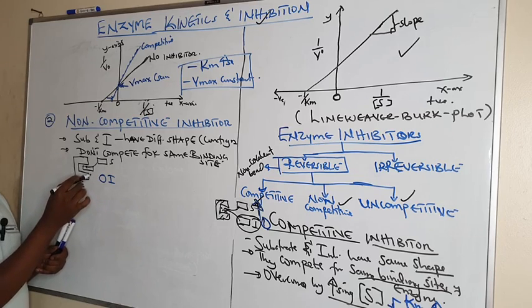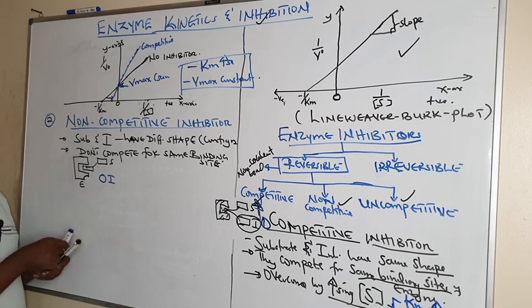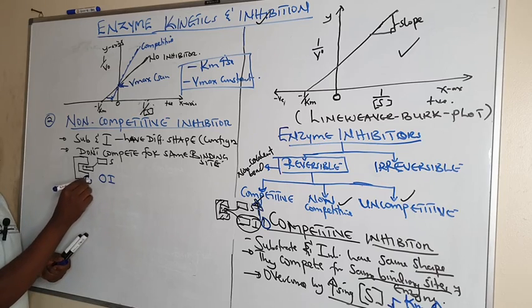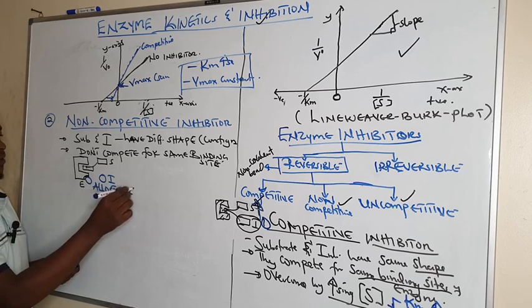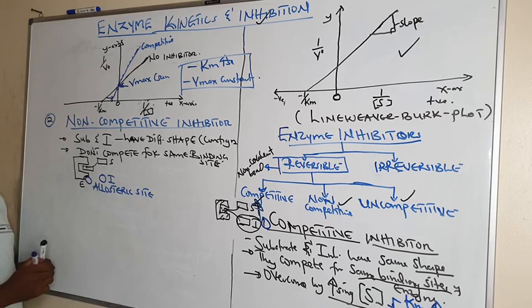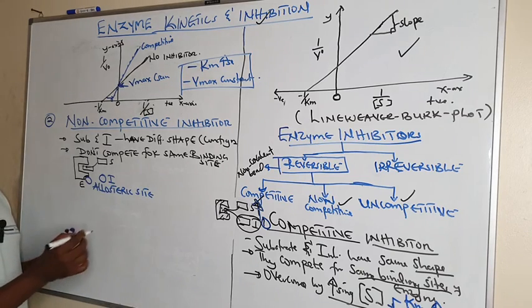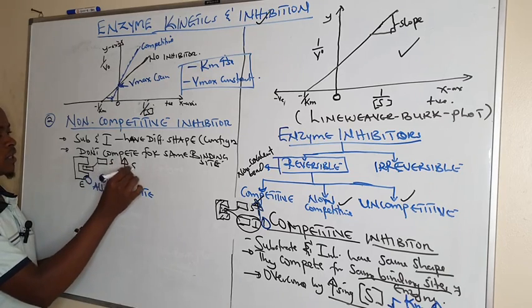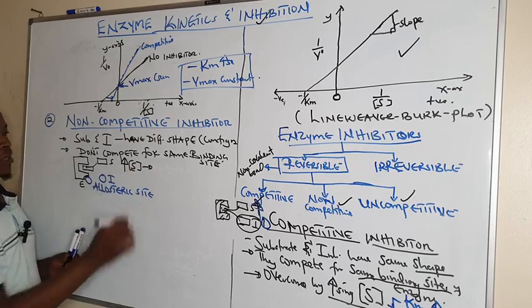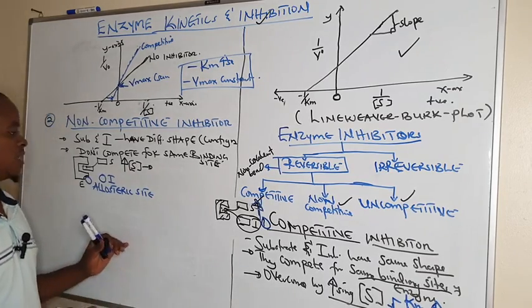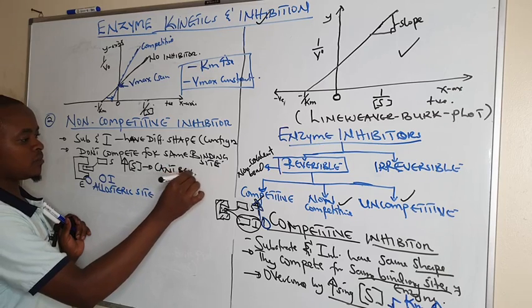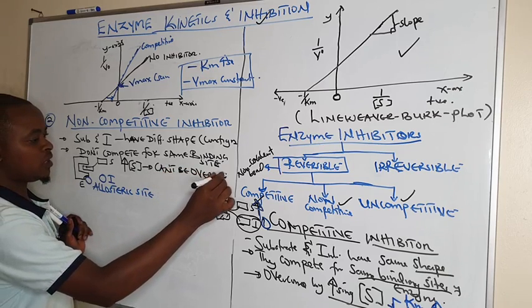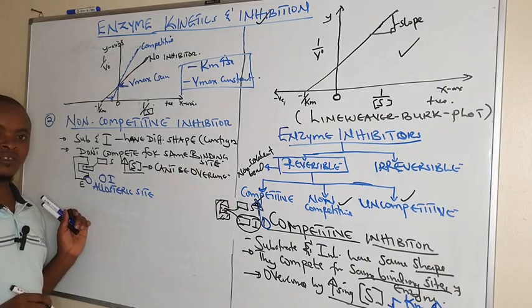Then for it, instead of competing, it binds to the allosteric site. It comes and binds to other sites, what we are calling allosteric. And after binding to the allosteric site, even though you increase substrate concentration, the enzyme activity cannot be, the inhibition cannot be overcome. So here you cannot overcome the inhibition by increasing substrate concentration.